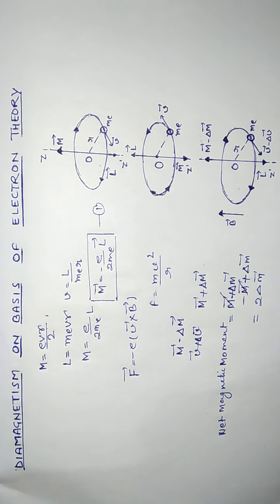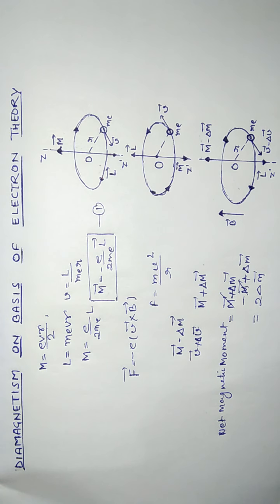So for the two electrons of a pair, they possess magnetic moments equal in magnitude but opposite in direction. So the magnetic moment of any pair of electrons due to their orbital motion is 0. So the diamagnetic atoms do not possess magnetic moment due to the motion of electrons.